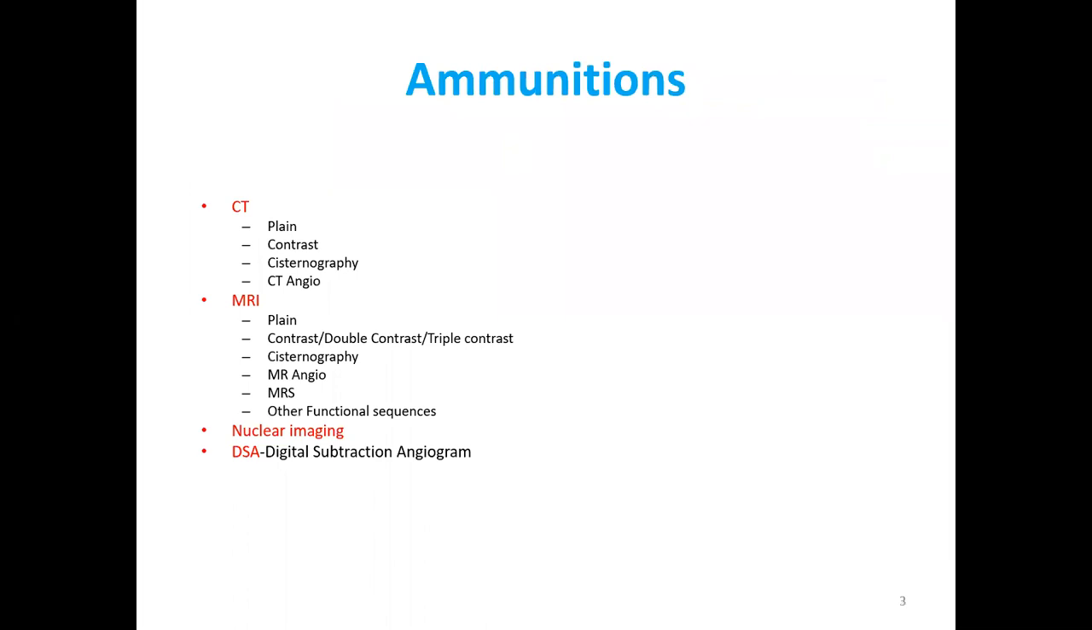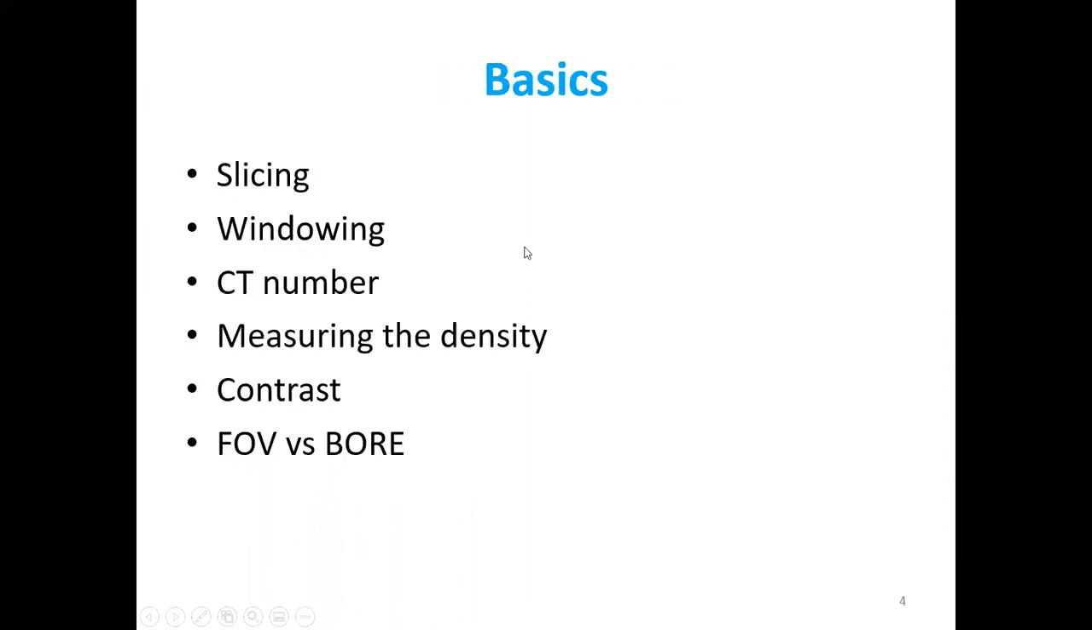So in imaging, what do we have? In CT scan, we have plain, we have contrast, cisternography, and CT angio. In MRI, we have plain, contrast, double contrast, triple contrast, cisternography, MR angio, MRS, other functional sequences, nuclear imaging, and digital subtraction angiogram. These are the various sequences we use for brain tumors. The basics are slicing, windowing, CT number, measuring the density, contrast, and FOV versus bore.